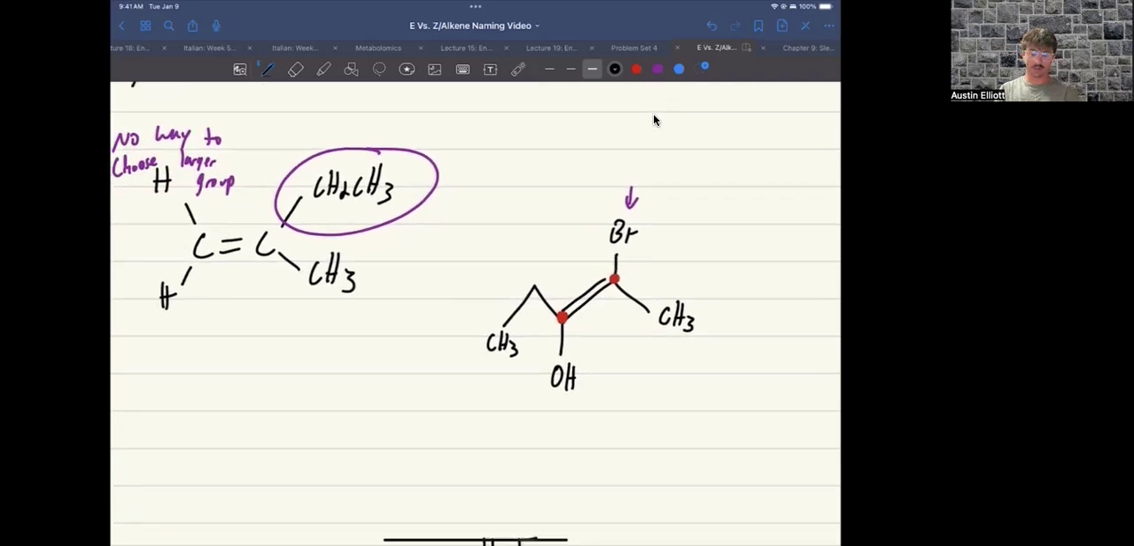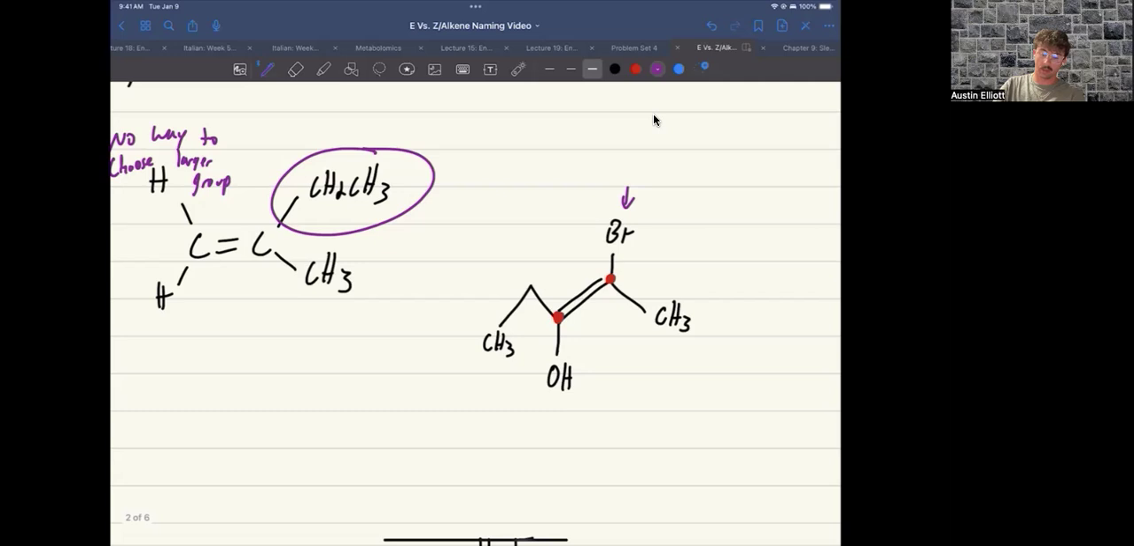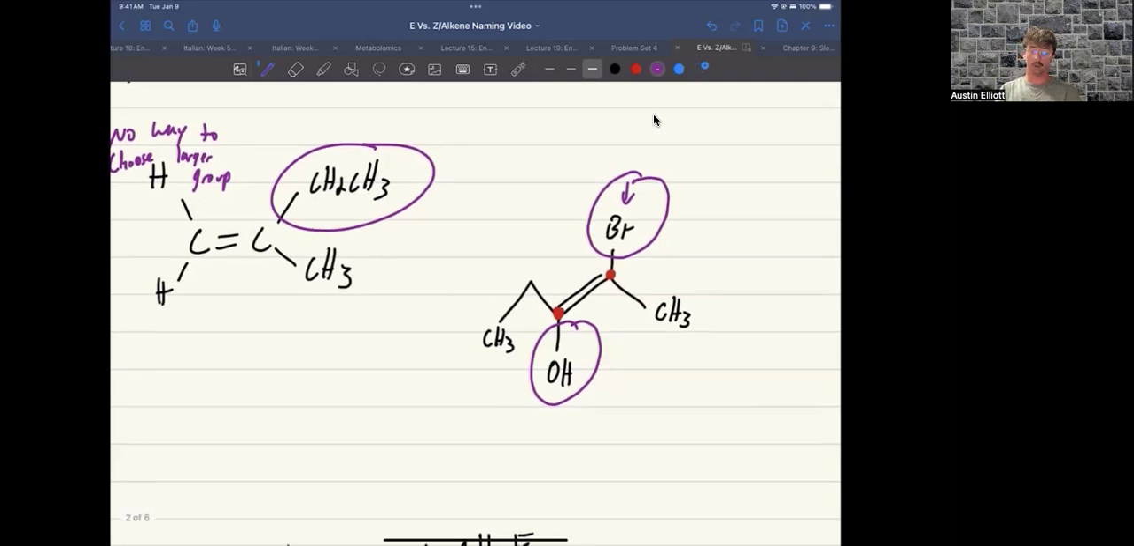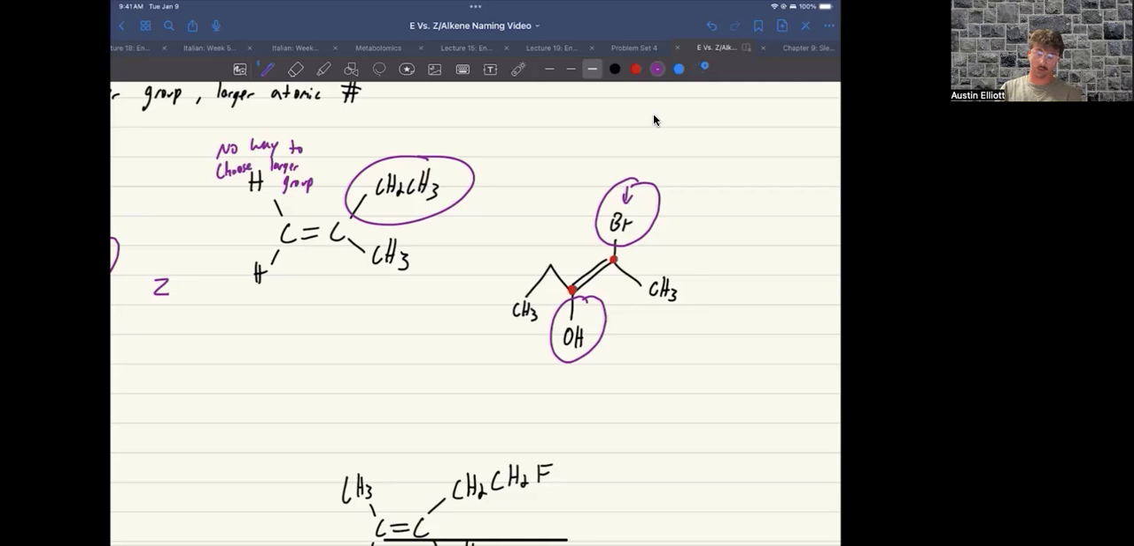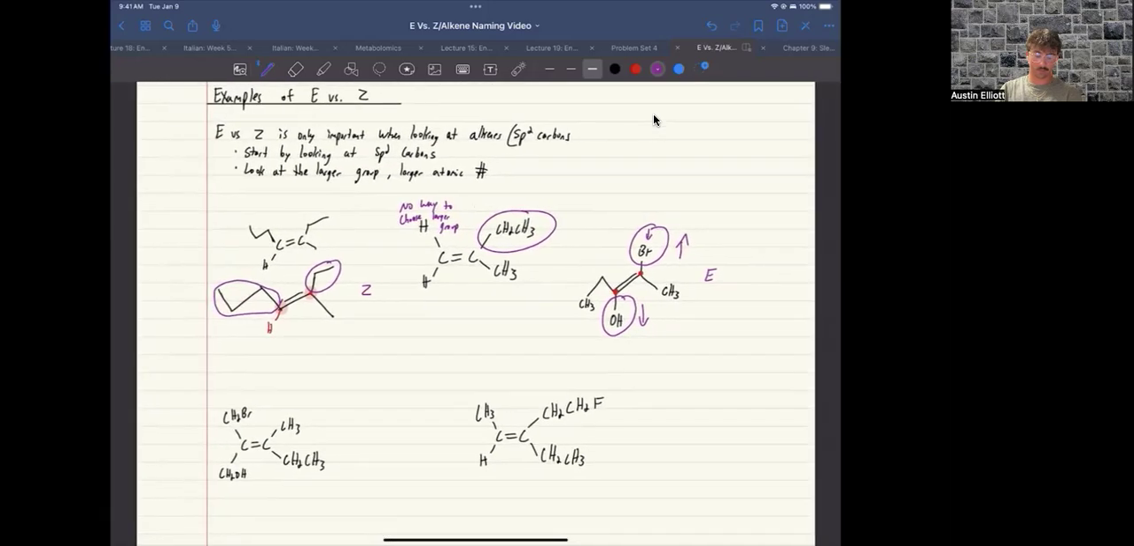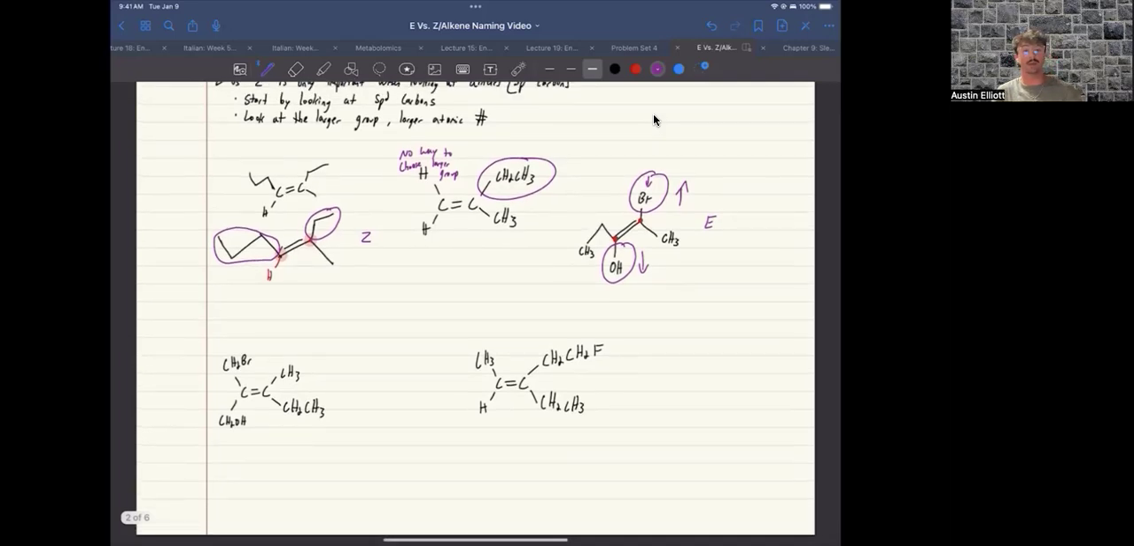So in this case, our bromine group is going to be our larger group on this side. And then on this side, our alcohol group is going to be larger. This is because each of these atoms are the larger in atomic number, respectively for their side. So we're going to have E for different sides, since the bromine is going up and the alcohol group is going down. We'll do two more examples and then move on to the actual naming and everything like that.